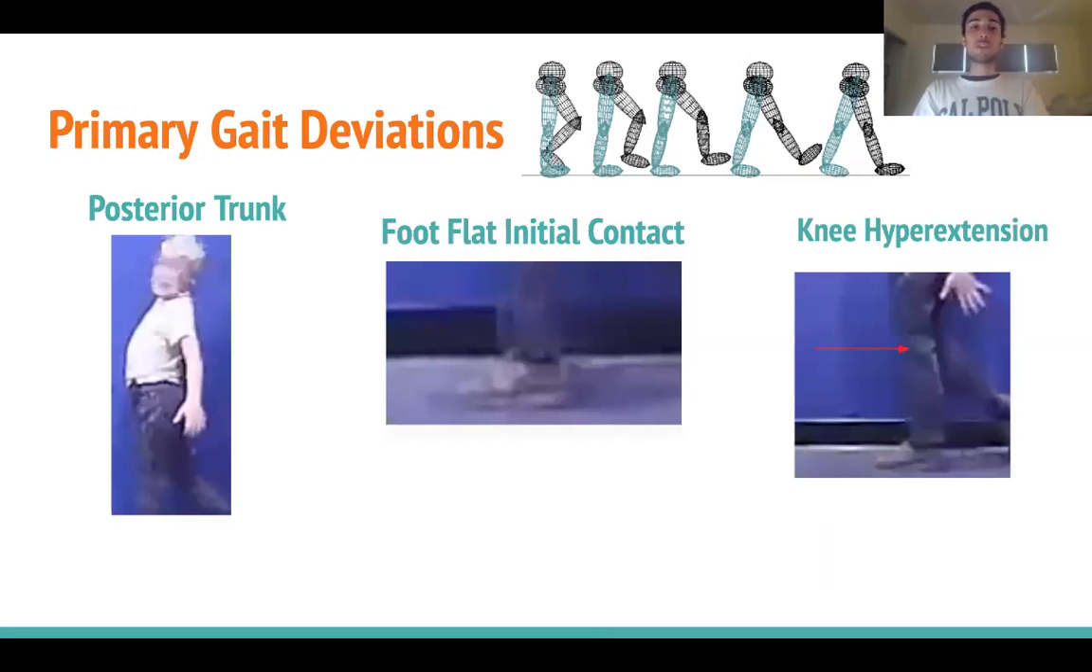The next deviation is foot flat initial contact, which is present during the stance phase, specifically loading response, and it's especially noticeable at initial contact as the entire foot contacts the ground at once. The last deviation we notice is knee hyperextension, also present during stance phase from mid-stance through to terminal stance, as inadequate dorsiflexion in the reference limb is exhibited as the opposite limb is progressing through swing phase.